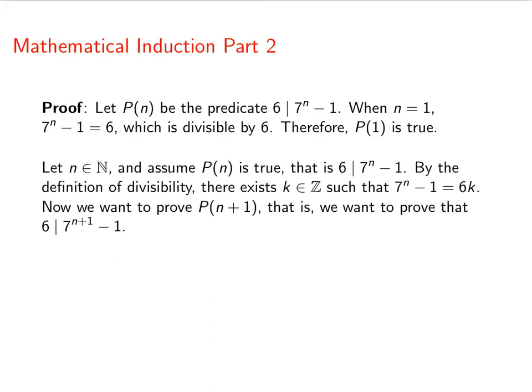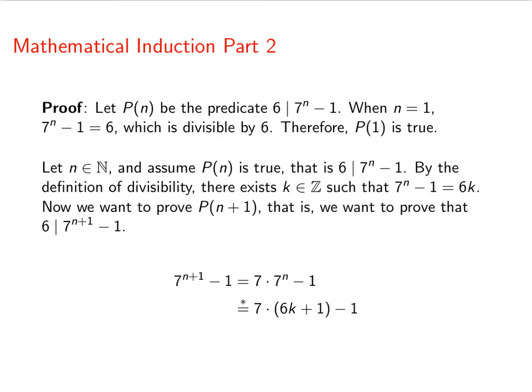So now we want to prove P(n+1) is true. That is, we want to prove that 6 divides 7 to the n plus 1 minus 1. So we need to find a way to leverage our knowledge about 7 to the n minus 1 to prove something about 7 to the n plus 1 minus 1. Okay, so 7 to the n plus 1 minus 1, we can pull out a 7, so that turns into 7 times 7 to the n, minus 1.